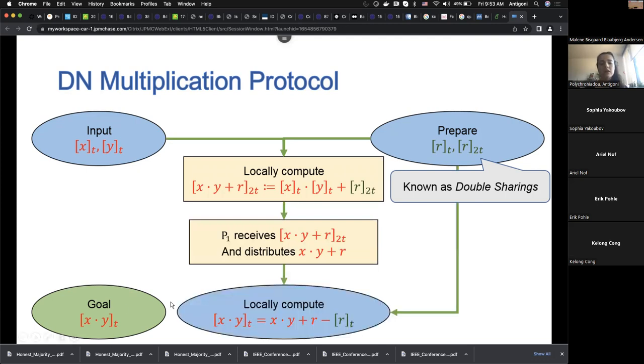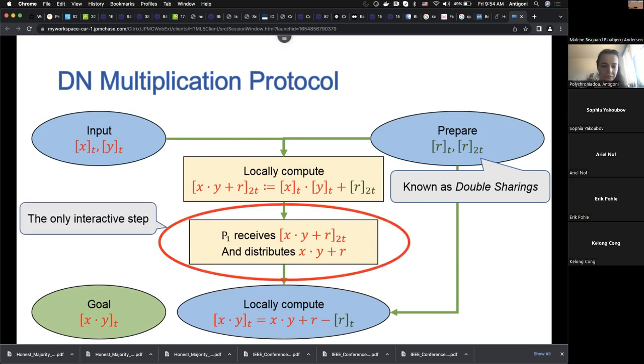Then we send the answer in the clear to the parties. Since the parties also hold the double sharing, they can subtract it and get a sharing of the multiplication of the two numbers, back at the original degree t. Okay, so this is the protocol, very simple to describe even. And the only interaction is when we do this reconstruction to reduce the degree.